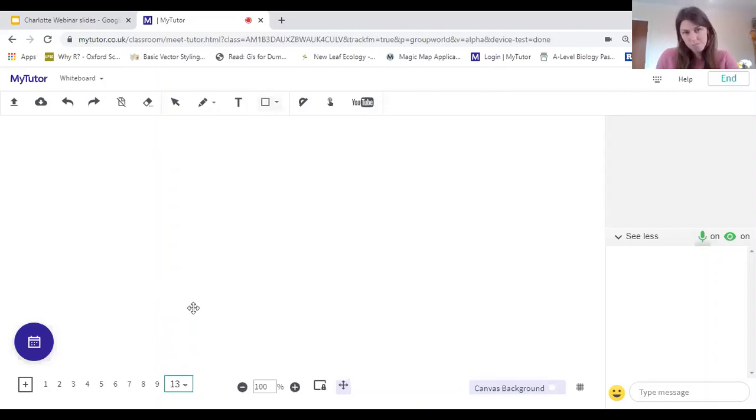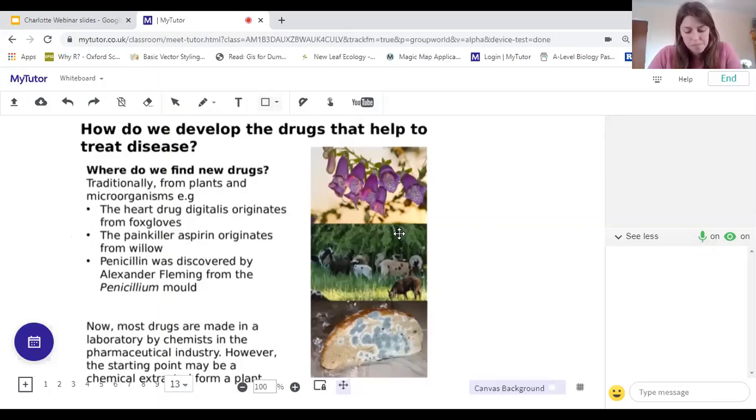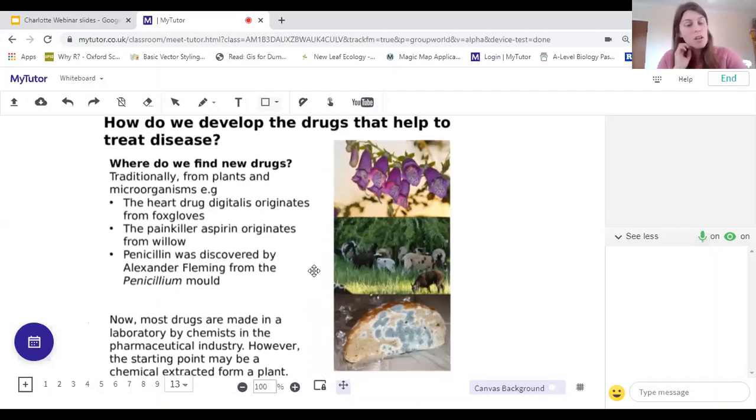Last section. So we've talked about our first line of defense, so our physical and chemical barriers and our immune system. We've talked about how vaccines work and herd immunity, and we've talked about antibiotics and antibiotic resistance. So antibiotics are a type of drug, and you need to know about where we find the things that lead to drugs, and you need to know how we test drugs as well to make sure that they're safe. So that's what we're going to do now.